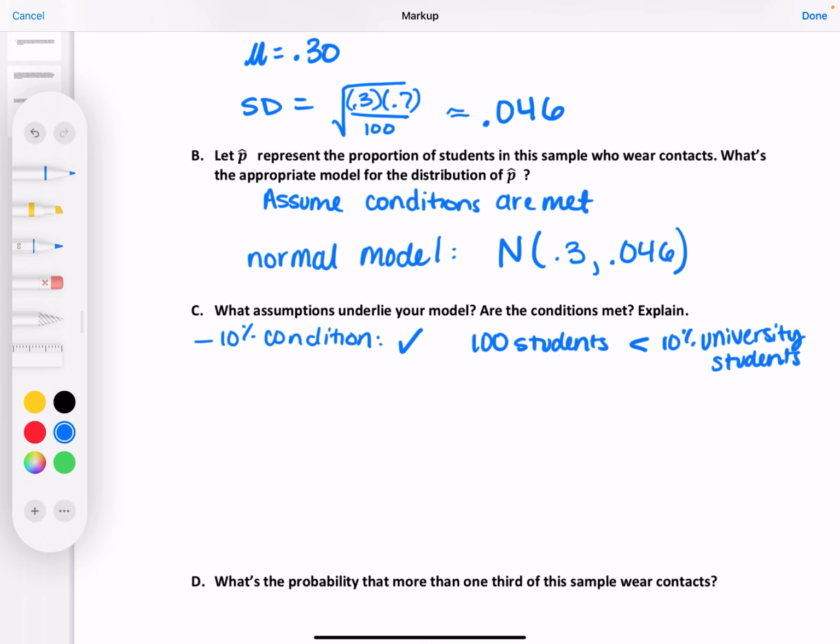How do you know that? That just would be like in general. We're going to assume that a university does not typically have less than 1,000 students.